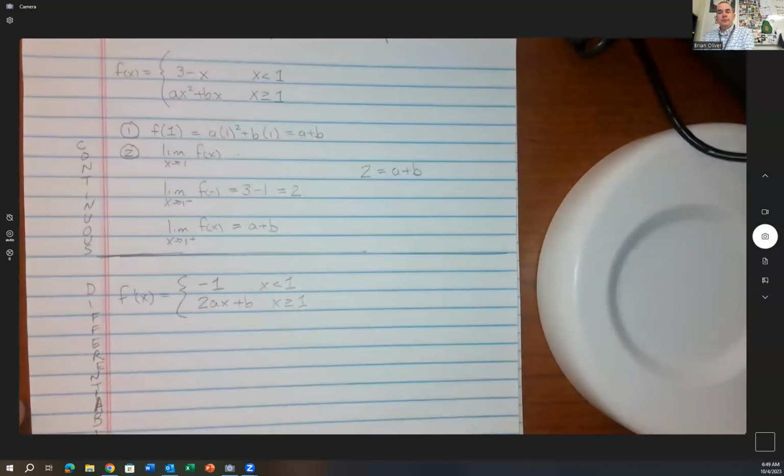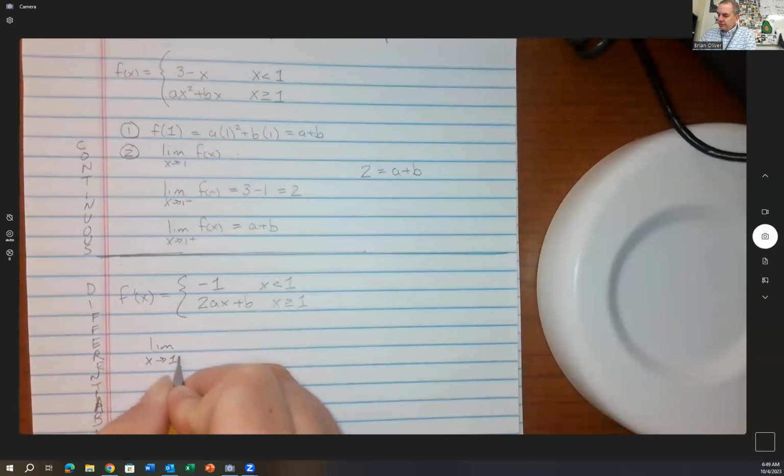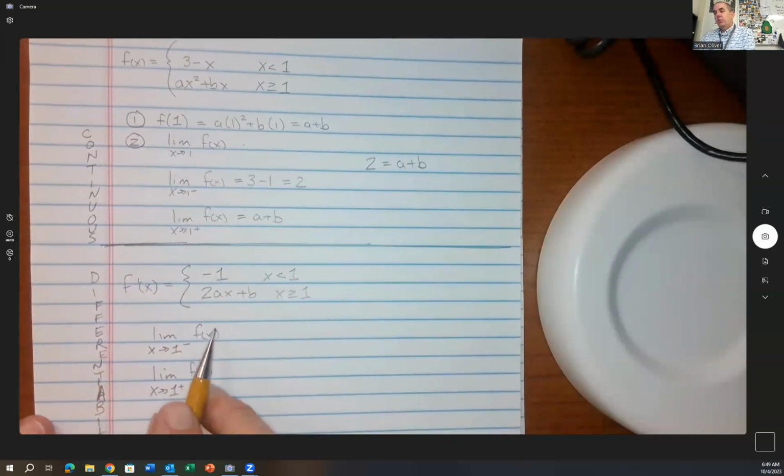Okay, so here is the deal on this one. The only thing I need to check in this one is number 2. Number 2 is that limit. So what I'm going to do is look at the limit as x approaches 1 from the left of f of x. I'm going to look at the limit as x approaches 1 from the right of f of x. So in this case, again, I'm sorry, f prime of x. F prime of x, not f of x, f prime of x.